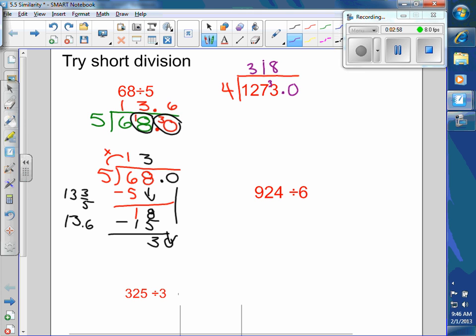So if the remainder is 1, you could do 1 over 4, which is 0.25. Or you could put a 1 here. 4 goes into 10. 2. And the remainder is, so you have to put the 2 here. 4 goes into 25.